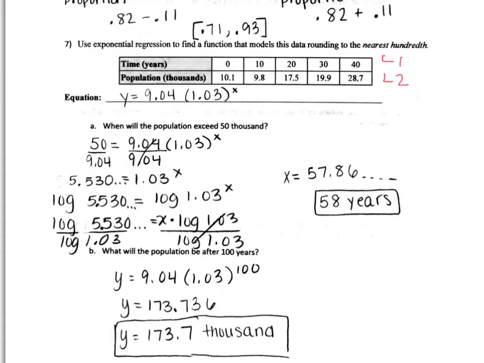Okay, part B is asking, what will the population be after 100 years? So they want to know what is y, what is the population, when time or years is 100. So all you have to do is plug in 100 for x, plug this into the calculator just the way you see it, and you get approximately 173.7 thousand people. So we could write this as approximately 174 thousand if we wanted to.